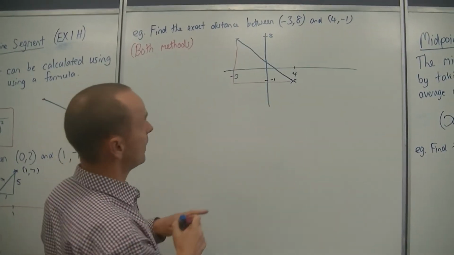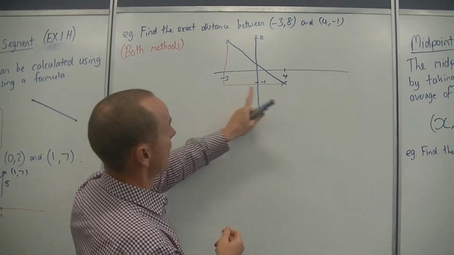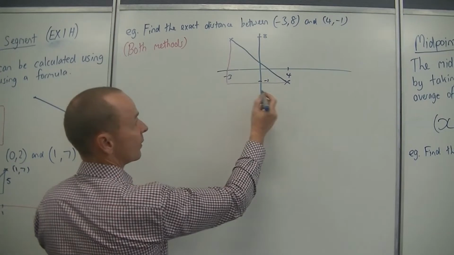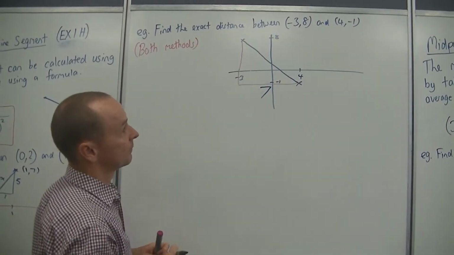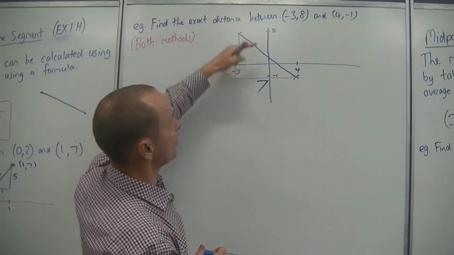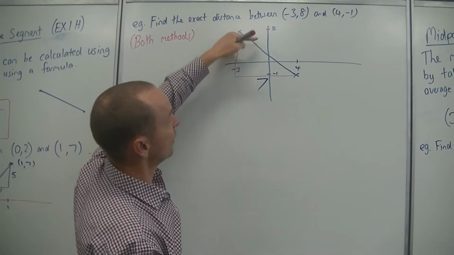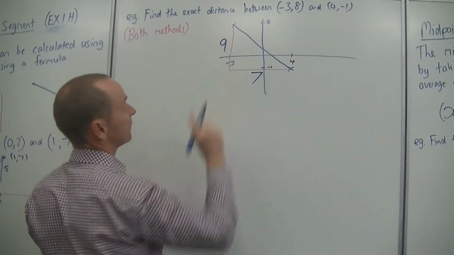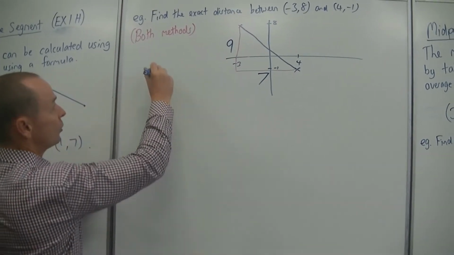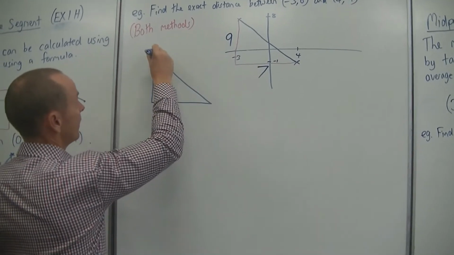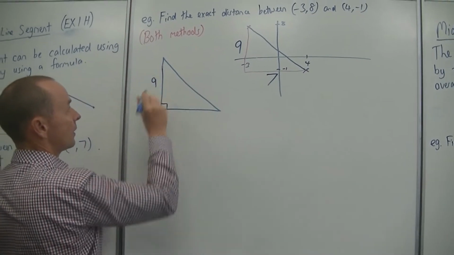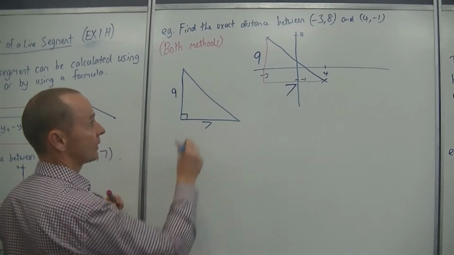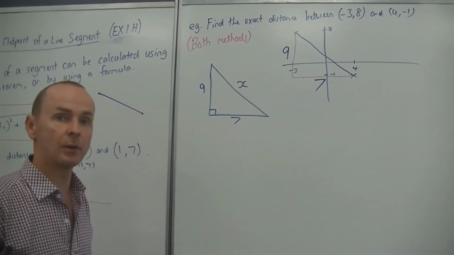Alright, so we have to put in our right angle triangle. This time, just be a bit careful, the x value goes from minus 3 to 4. So minus 3 to 4, that distance is 7. And this one here goes from minus 1 to 8, so that's 9. So there we've got a triangle. I'll redraw it for you. Here's our right angle triangle. The rise is 9, the run is 7, and we're trying to find the length there, which is x.